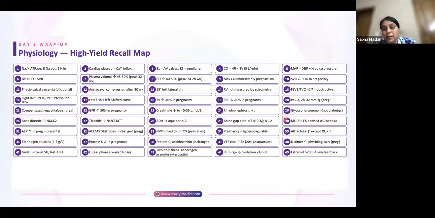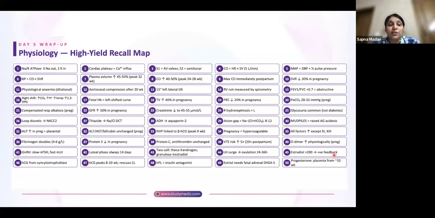LH surge is when the LH starts rising. It is due to the positive feedback of estradiol. When the estradiol levels go above 200 picograms, then there is a positive feedback and LH surge will happen, and then the ovulation will happen 24 to 36 hours from the beginning of the LH surge.